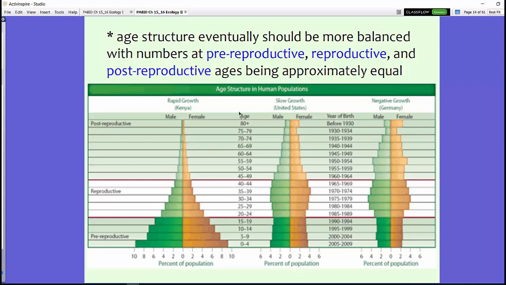So in these three cases, you can kind of see a difference in growth patterns. Again, we sort of want them to be as equal as possible, but of course that doesn't always happen in different countries around the world.